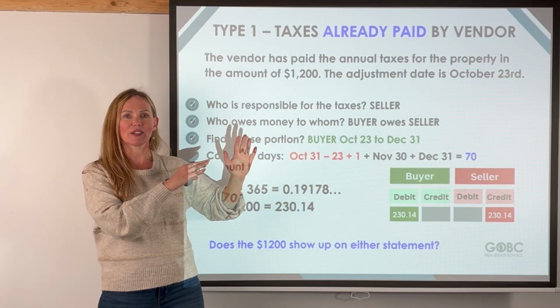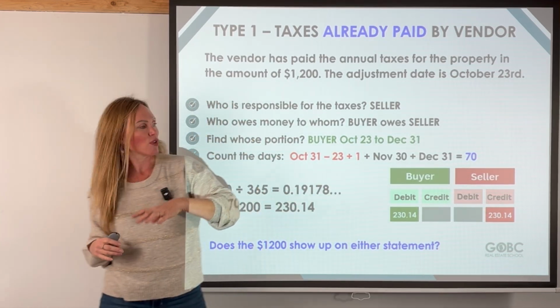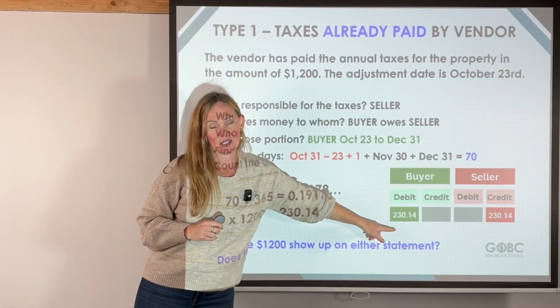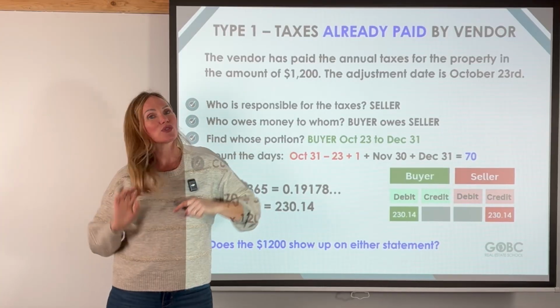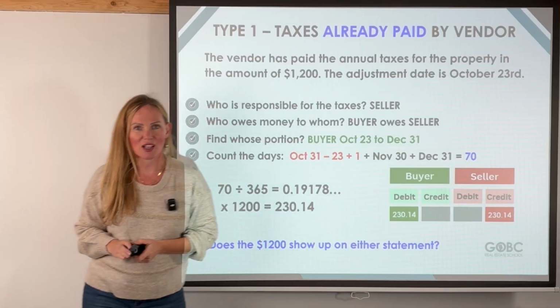Bye-bye, out of your pocket, right? It's a debt to you in some way. Credit is when the money comes into you. So that 230 will show up as a debit to the buyer because it comes out of his bank account. And where does it go? It goes to the seller statement of adjustments. So it will show up as a credit to the seller.